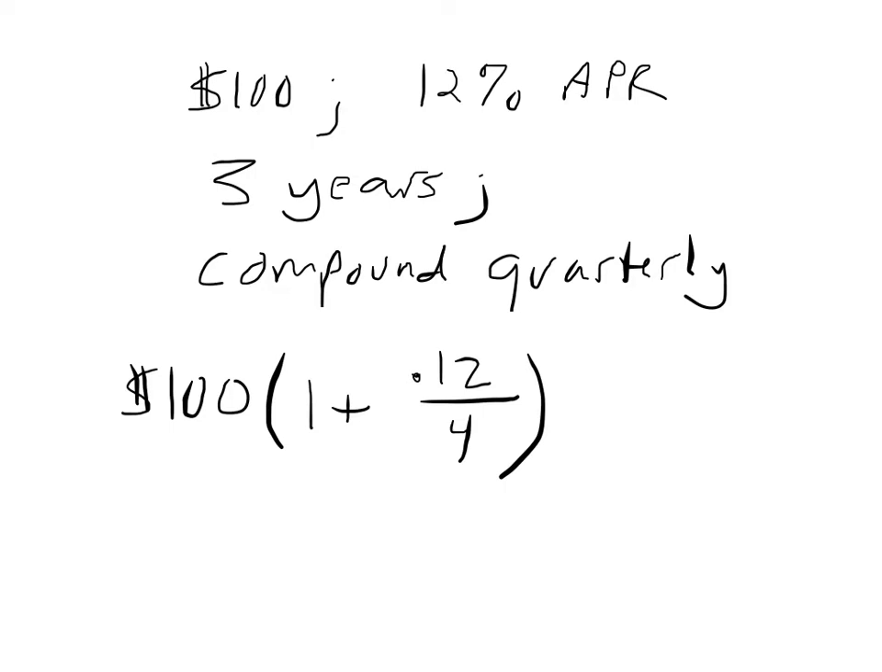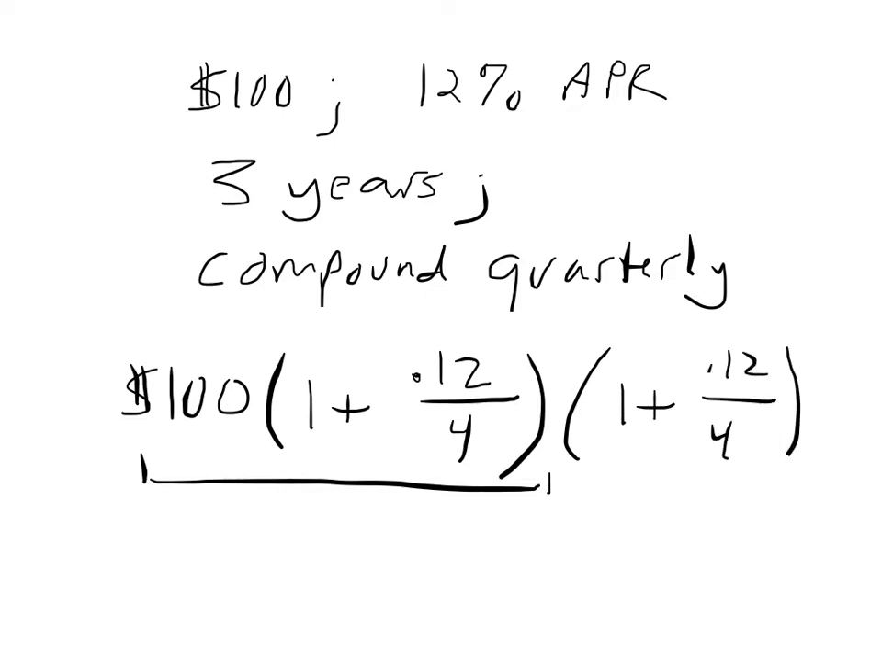So now I have $103 at the end of the first 3 months. What's going to happen next? Well, I'm going to go through another 3-month period, and I'm going to take the amount of money that I have now and multiply that by 1 plus 0.12 over 4. And that's how much money I'm going to have at the end of 6 months. If we look at that, we're taking 1 plus 0.12 over 4 and squaring it. At the end of the second compounding period, I'd have $100 times 1 plus 0.12 over 4, raised to the second. So let's go ahead and generalize that.